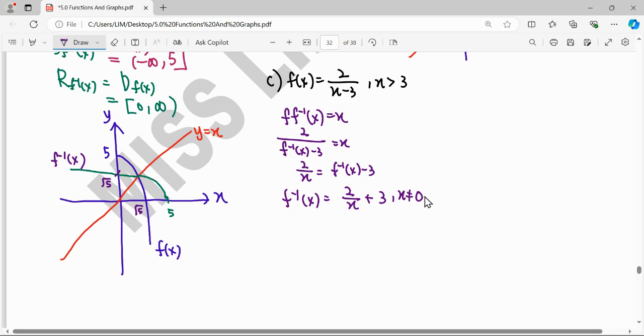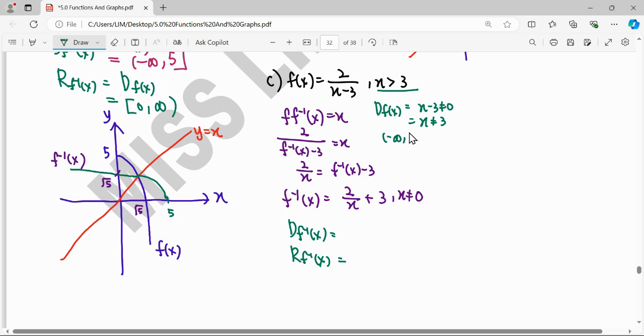Then we're going to find what is the domain and range. So the domain of f inverse refers to the range of the function. The range of f inverse refers to the domain of the function. So look at the graph here, the domain of the function. Usually for a rational function, the denominator cannot be 0. So x cannot equal 3. Some more, the condition from the question says x must be greater than 3.